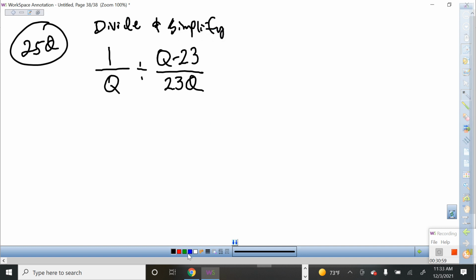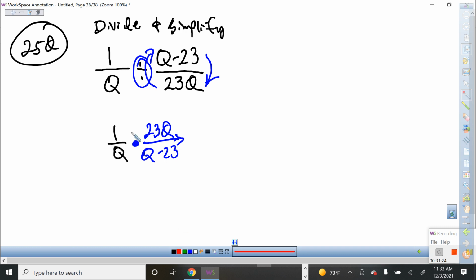Okay. So, again, going back to elementary, 3rd grade, what did your teacher say? First fraction stays the same. Then, this becomes what? Multiplication, and we multiply times the reciprocal, which is 23q over q minus 23. So, multiply, that is 1 times 23q is 23q over, now check this out. I'm not going to distribute the q times q times negative 23. I'm just going to write them as factors. Q times q minus 23.